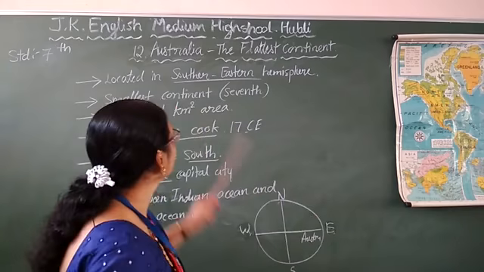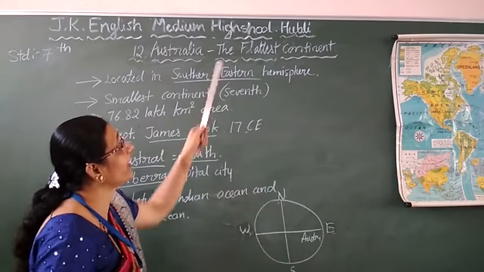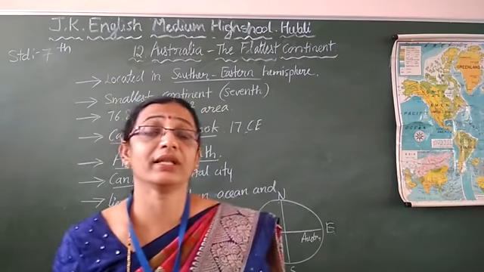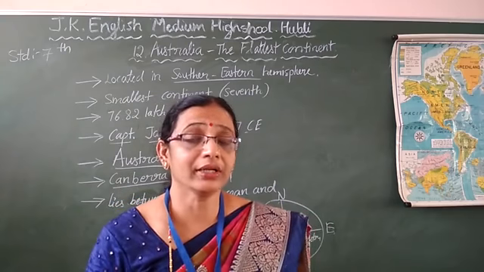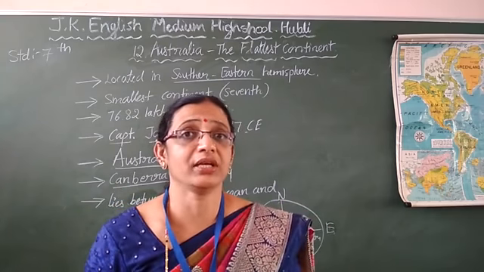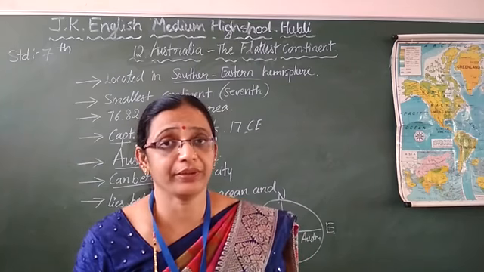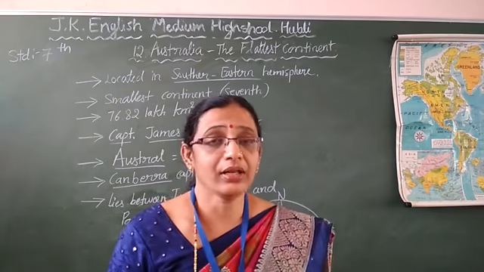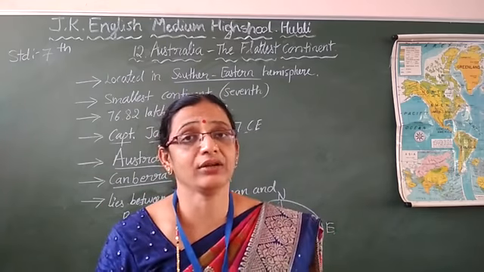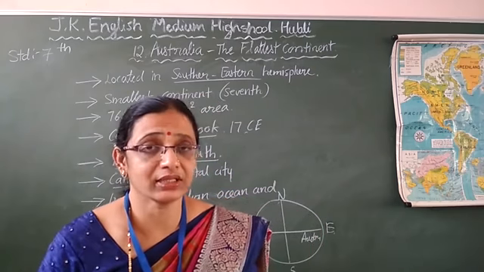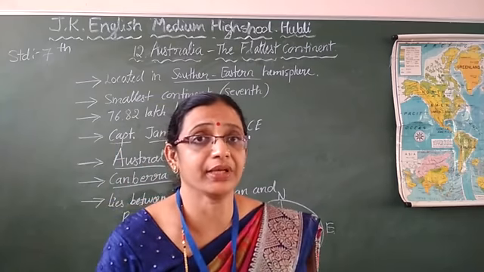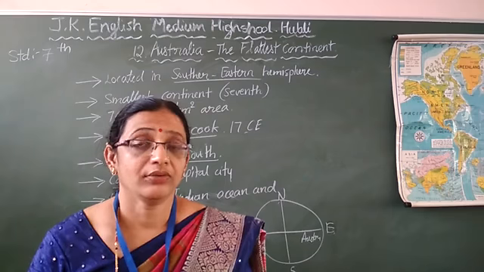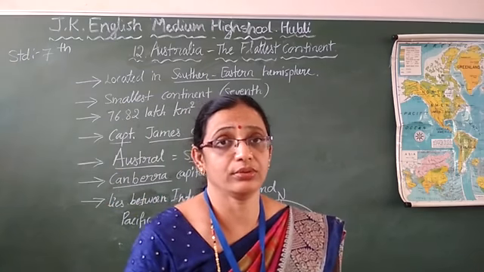Then see children, in the name of Australia, the flattest continent. Flattest continent. It is also called a desert continent. All the continents, according to their specialty, have one more name. Already you learned many continents. All have one more name. Land of Andes, land of prairies, like that you read for North America and South America. Same thing, Australia is called the flattest continent. Why is it called so?